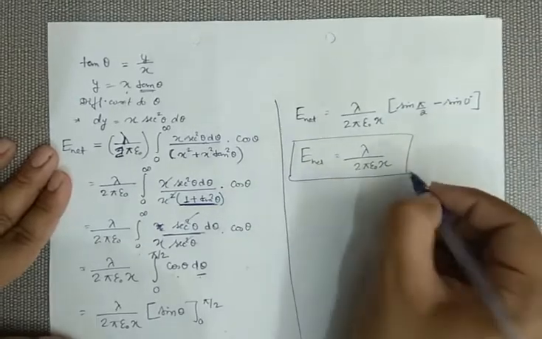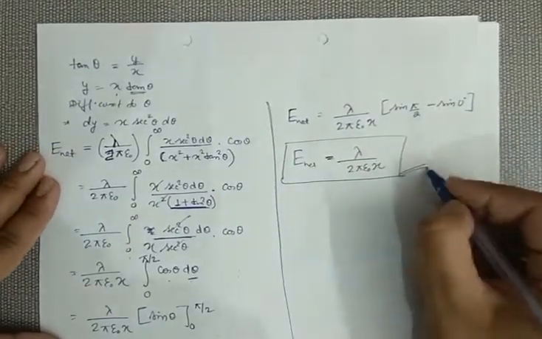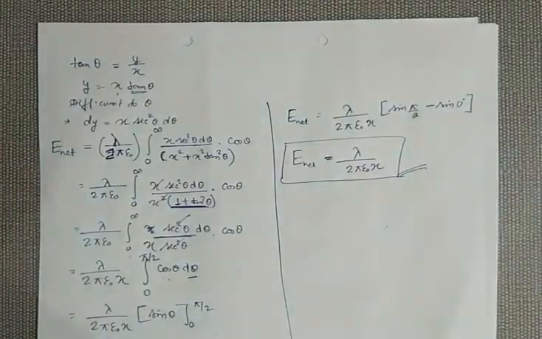So this is your electric field due to an infinite charged wire, and we have derived this without the help of Gauss's law. I know it's a little bit tricky and complex, but if you go through it 2 or 3 times, you will get it easily.